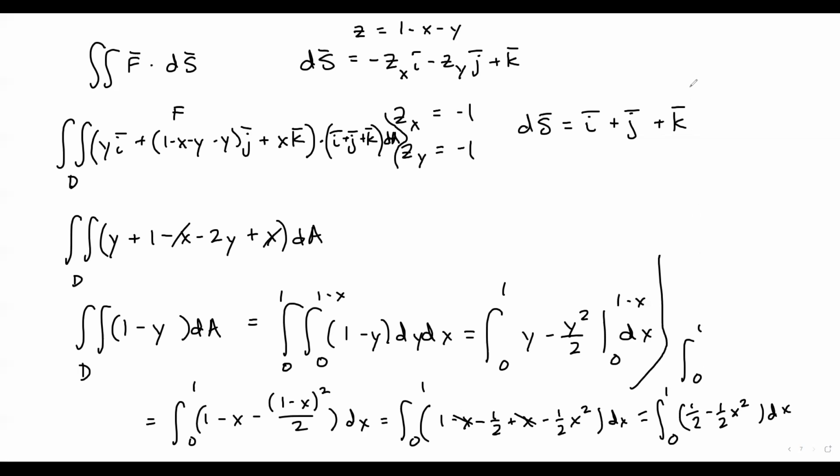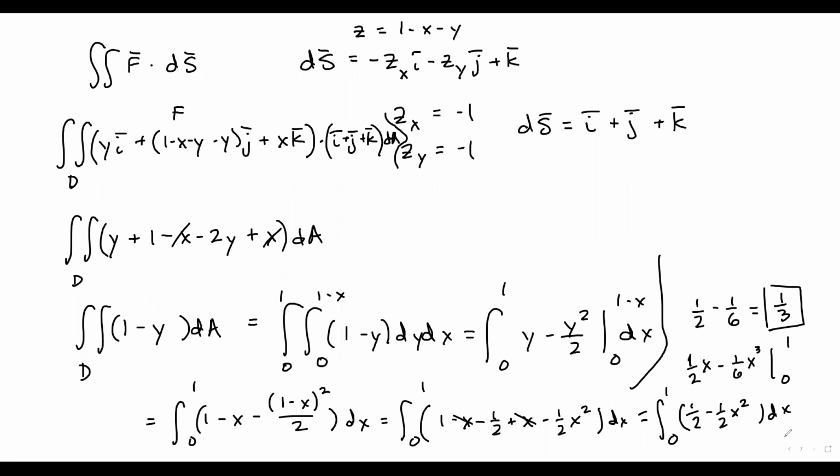This is what I want to integrate next. Antiderivative of 1/2 is going to be 1/2 x, minus, then we get x to the third over 3, that's going to be 1/6 x to the third, from 0 to 1. Plug that in. We get 1/2 minus 1/6, right, so that's 3/6 minus 1/6. That's 2/6, or 1/3. All right, so we got 1/3.